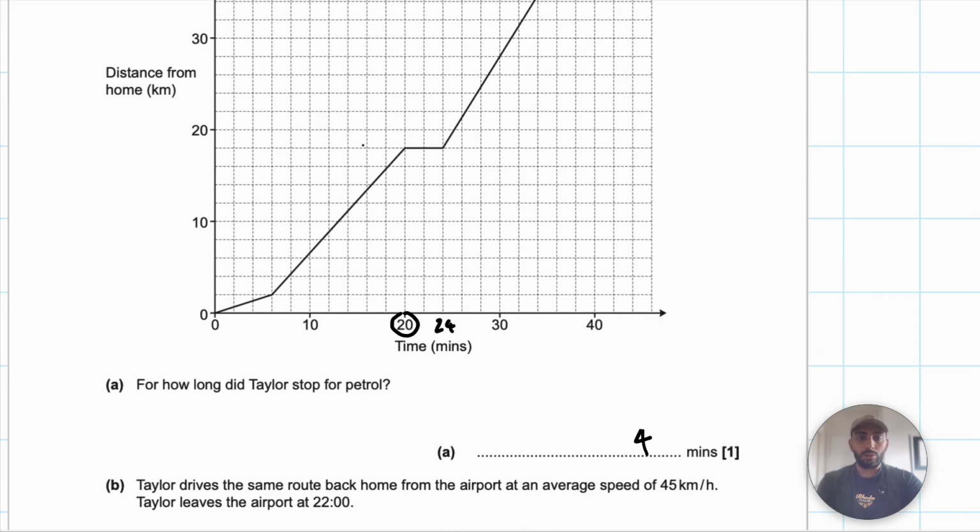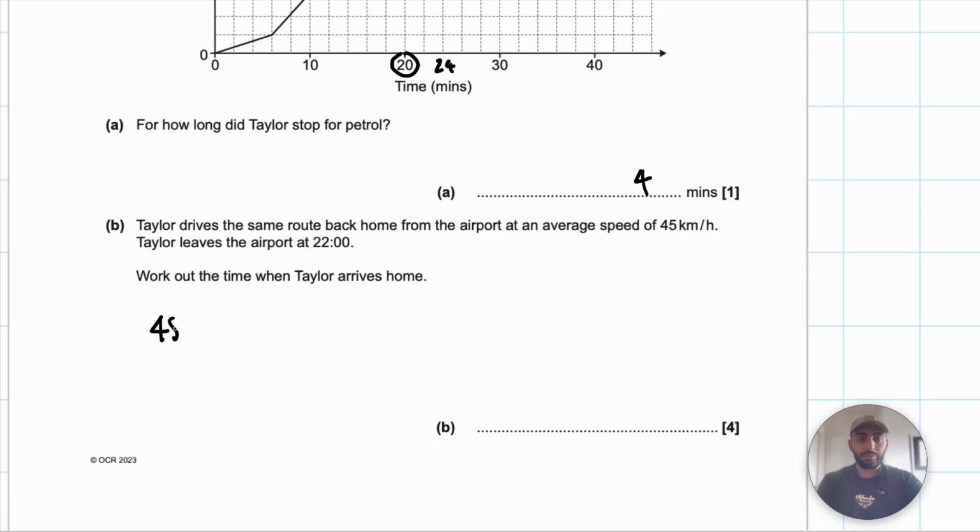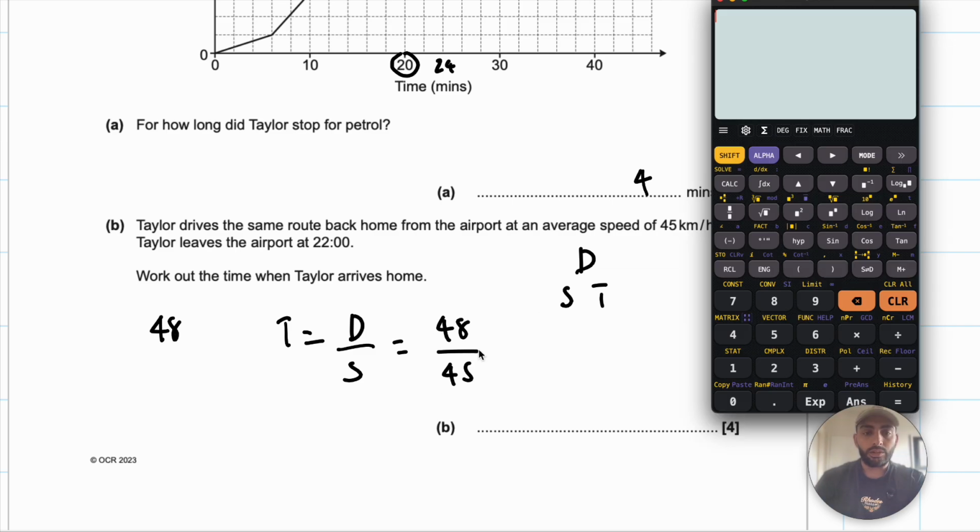So it's 48 kilometers away from home. We're going to be needing our distance, speed, time formula here, and we're working out time because we're trying to figure out how long it takes. So time is equal to distance divided by speed. And here the distance is 48 and the speed is 45. And this is going to give me it in hours. So I'm doing 48 divided by 45 and then I'm multiplying that by 60 to tell me in minutes. So it would be 64 minutes.